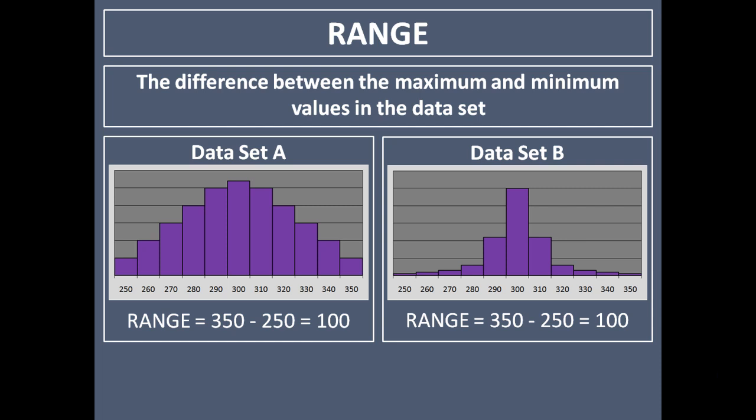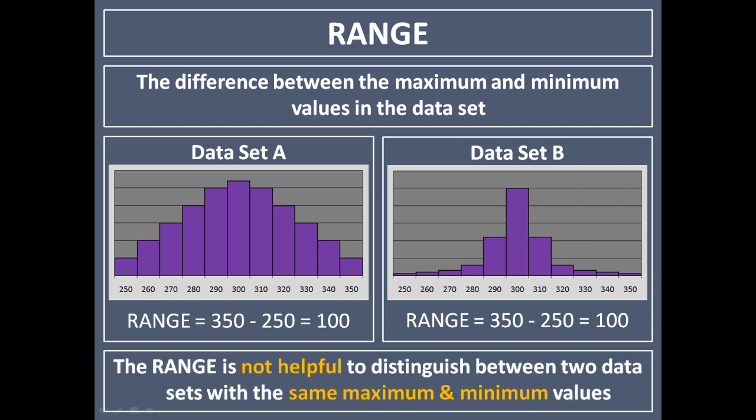But just looking at the histograms of each of these data sets, we can see that they're actually much different in terms of their variability, and the range really doesn't help us distinguish between which of those is more spread out. It simply tells us what the spread is between the high and the low value.